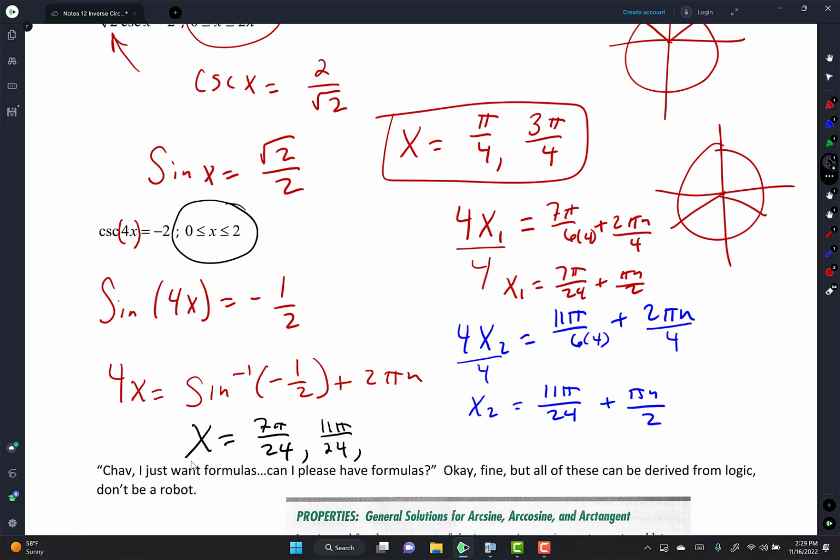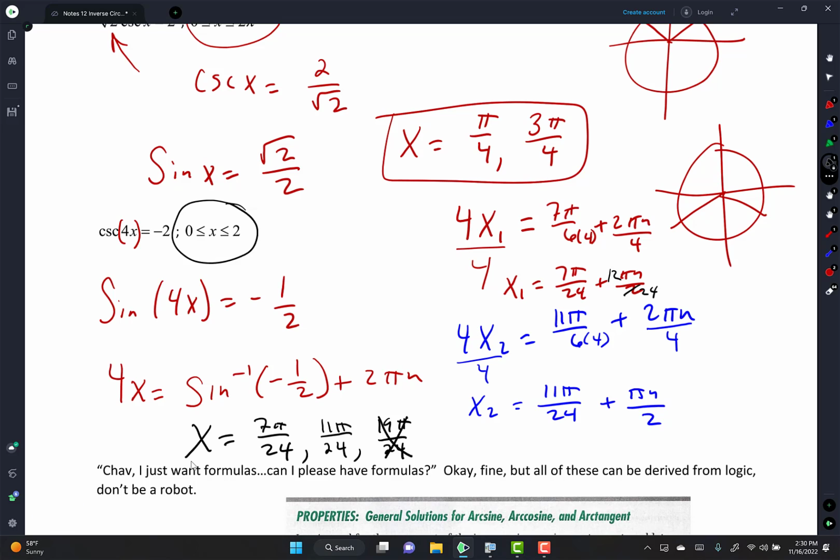Now, I think this part might be a little tricky. Let's see. If I have a 24 down there, I'm going to multiply this by 12. 12 over 24. What's 12 plus 7? 19. 19 pi over 24. What's 19 times 3? 20 times 3 is 60, so 57. 57 over 24. Yeah, that's going to be bigger than 2, right? It's out. It's just those two. Do you see how we did it?